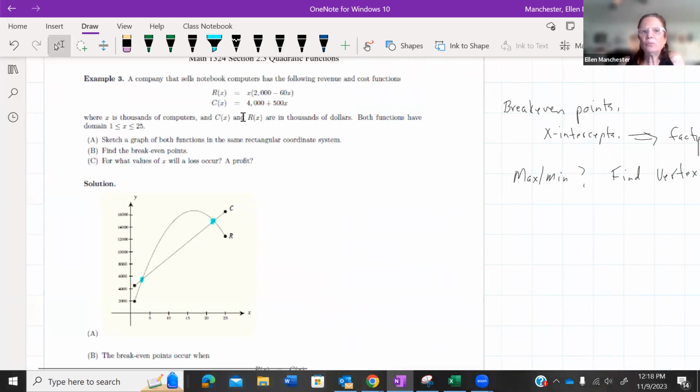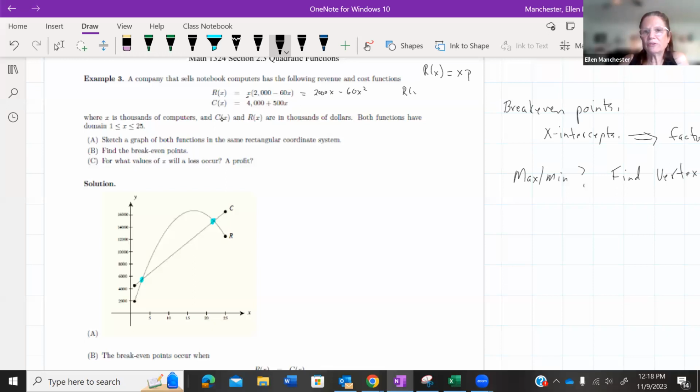A company sells notebook computers, has the following revenue and cost functions. Remember, revenue is the number of products times the price. So that's what you have here. X is the number of products. 2,000 minus 60X is the price. So you're going to distribute that. So you have 2,000X minus 60X squared.